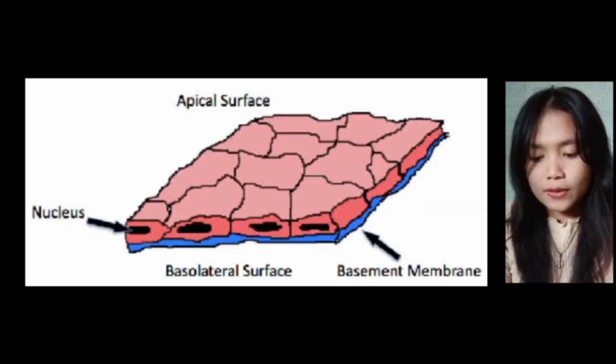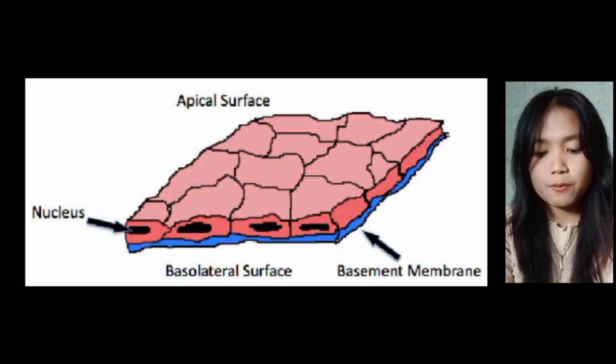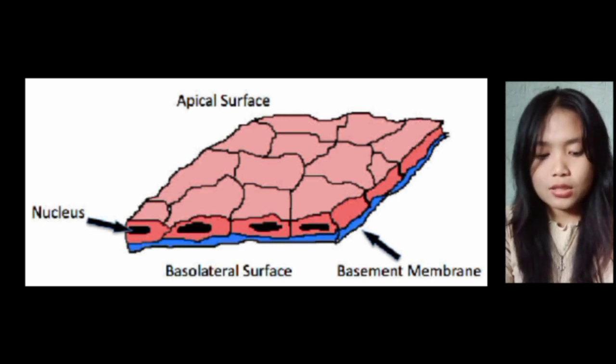So, simple squamous epithelium, this is a type of epithelium that typically lines blood vessels and body cavities and regulates the passage of substances into the underlying tissue.